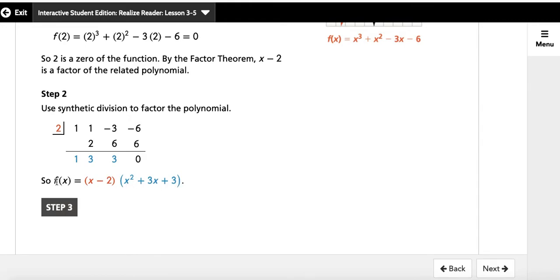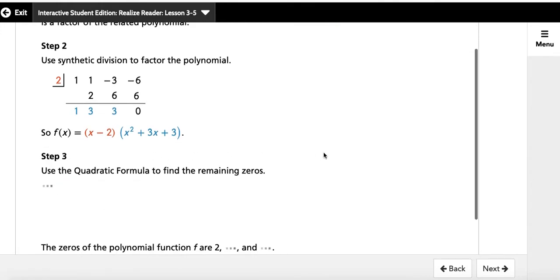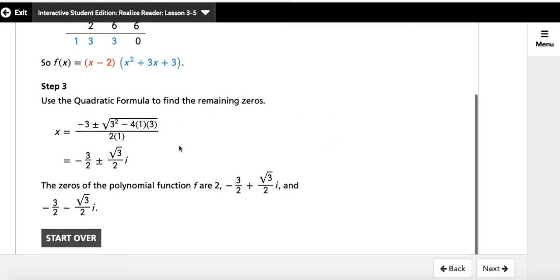That means the function f of x can be broken down into x minus 2 times x squared plus 3x plus 3. The reason I want to do that is we want to reduce it to a trinomial, a quadratic. So now we can use, let's see which method they use. They use the quadratic formula. A is 1, B is 3, C is 3. They plugged into the quadratic formula, which we learned in an earlier section, and they came out with the two roots, negative 3 over 2 plus or minus the square root of 3 over 2 i.